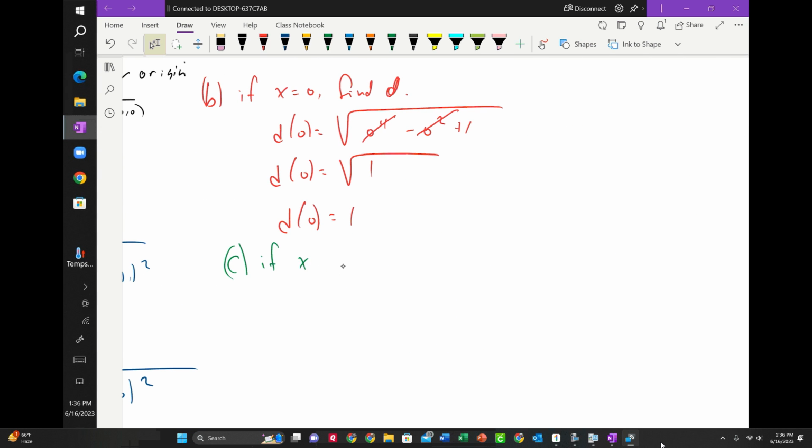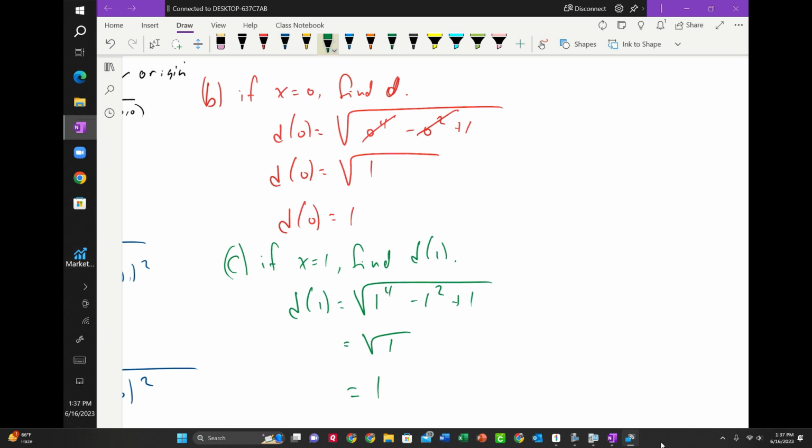So if x equals 1, let's find d of 1. So d of 1 now is the square root of 1 to the fourth minus 1 squared plus 1. Doing some substitutions, we end up with 1 to the fourth is 1, minus 1 squared, which is also 1, so that goes to 0. And then plus that 1 is 1. Square root of 1 is 1. So the distance, as we thought it should have been, is indeed 1.